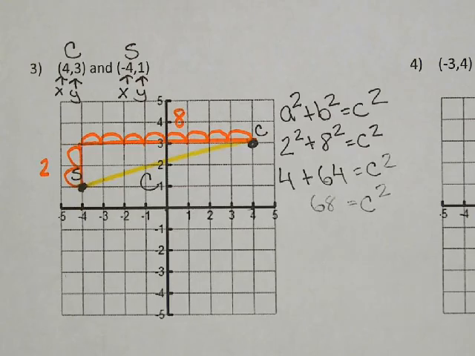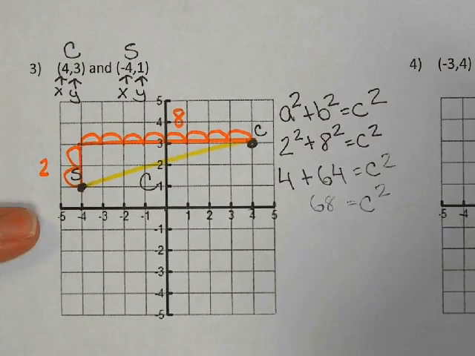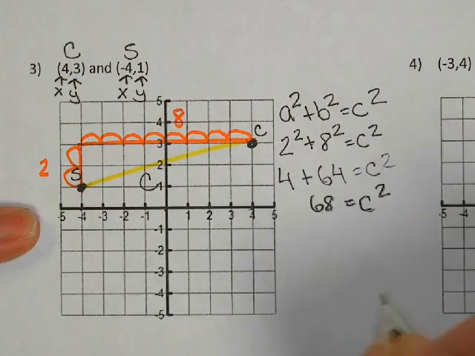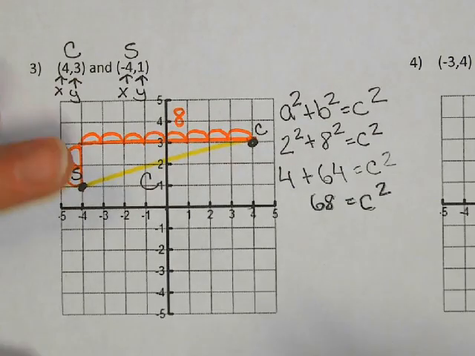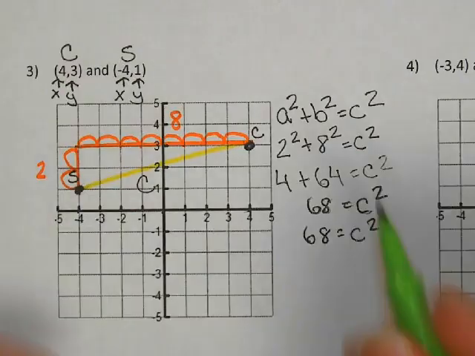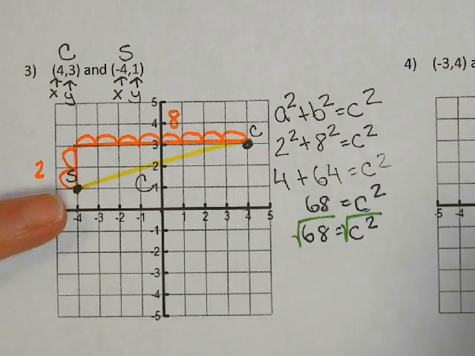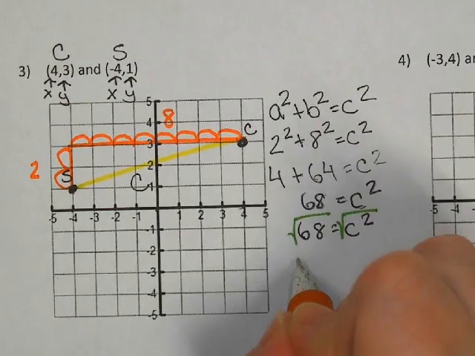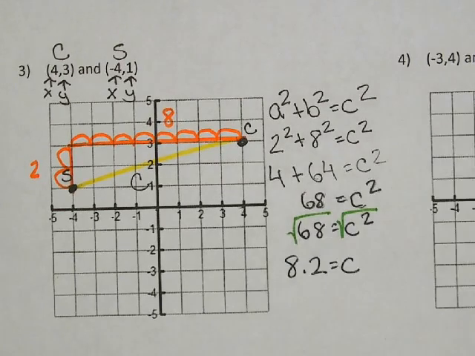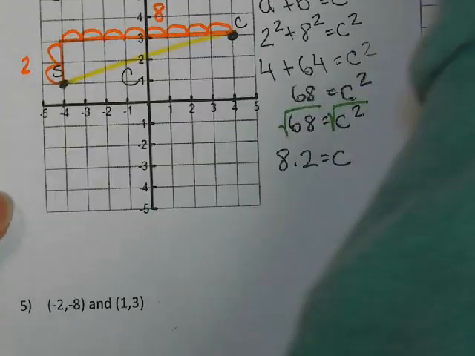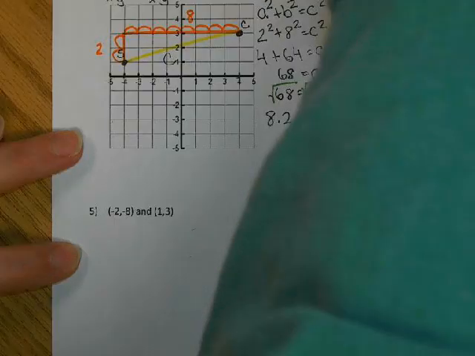And how do we find just C? The square root. Very good. So we're going to take the square root of both sides. So the square root of 68, 8.2. Okay, we don't have time for the other two. Let's look at number 5.